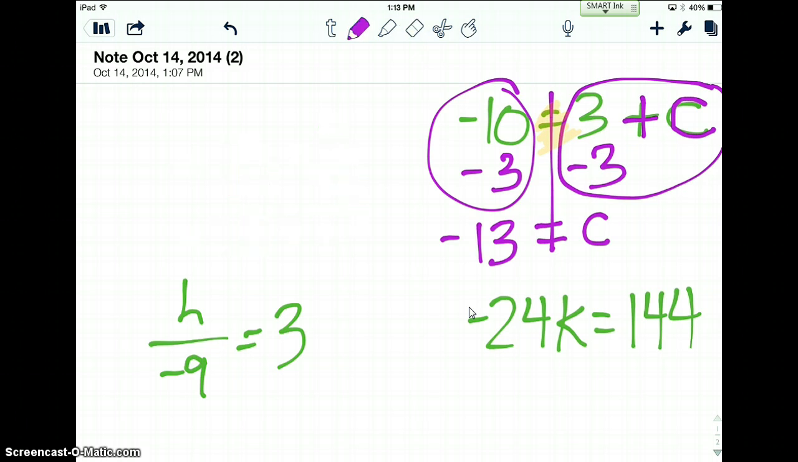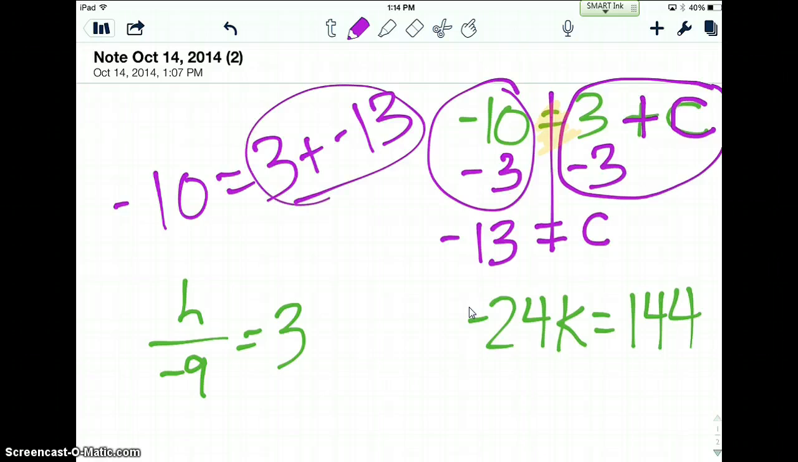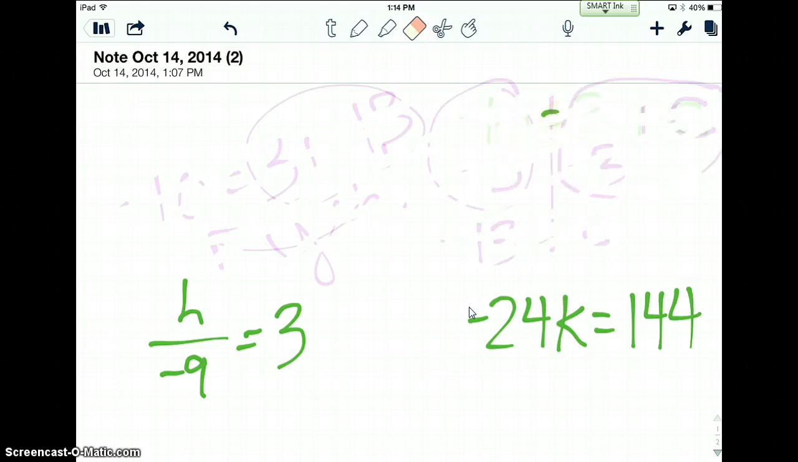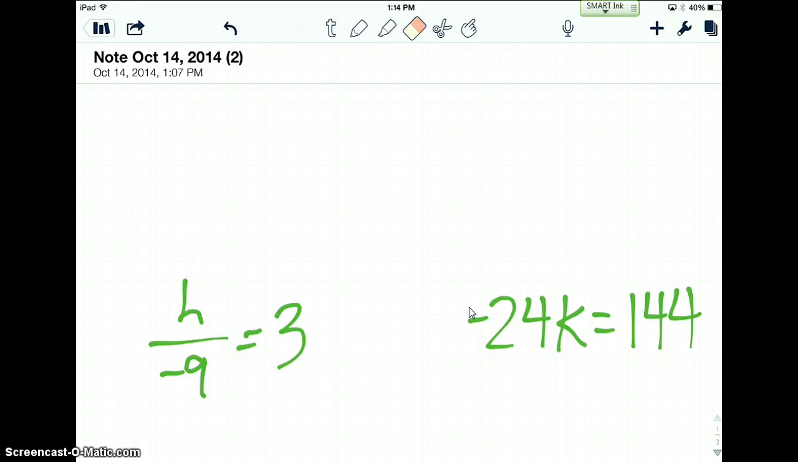So if I check my answer, that's what's nice about equations. If I sub in negative 13 for C, will this side simplify down to negative 10? Yes, it does, because we're just that good. Okay, so that problem's done. All right, let's go to this one.